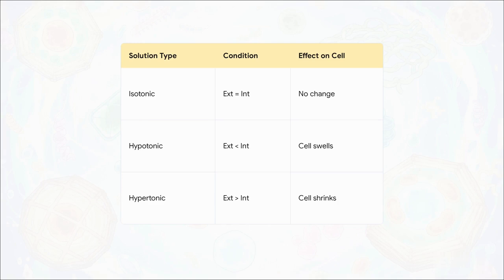This explains a classic science experiment. Drop a piece of potato in pure water, a hypotonic environment, and water rushes into the potato cells, making them swell up so the potato gets nice and crunchy. But if you drop that same potato into heavily salted water, a hypertonic environment, water rushes out of the cells to dilute the salt, leaving the potato totally rubbery and limp.